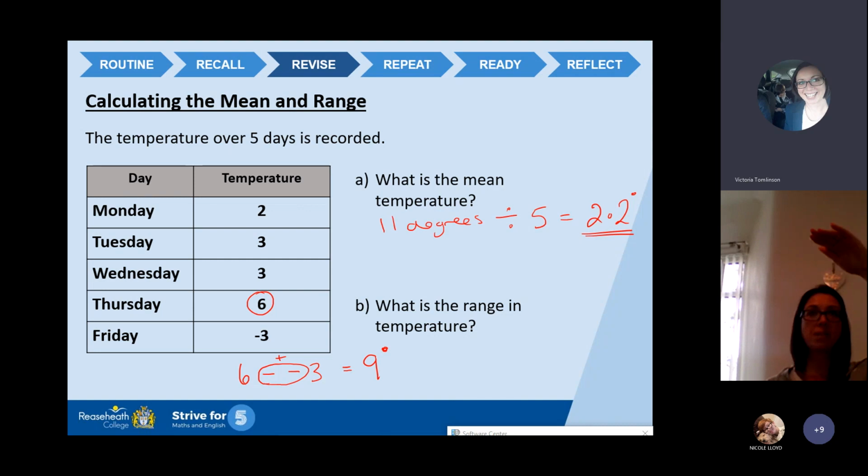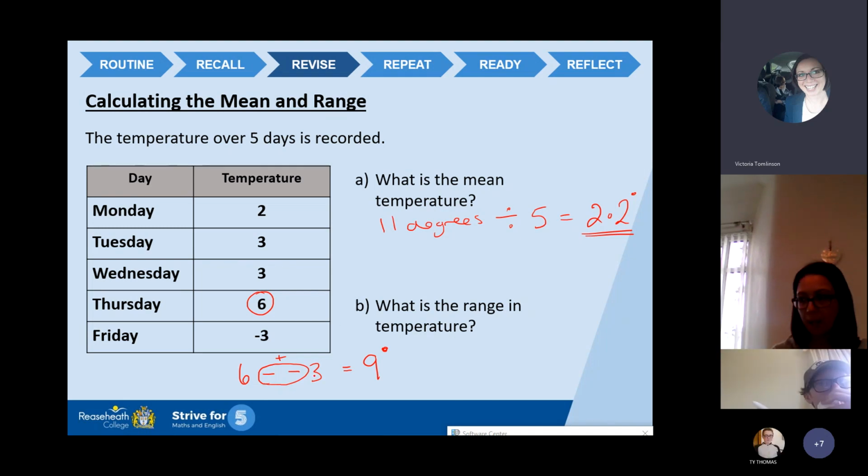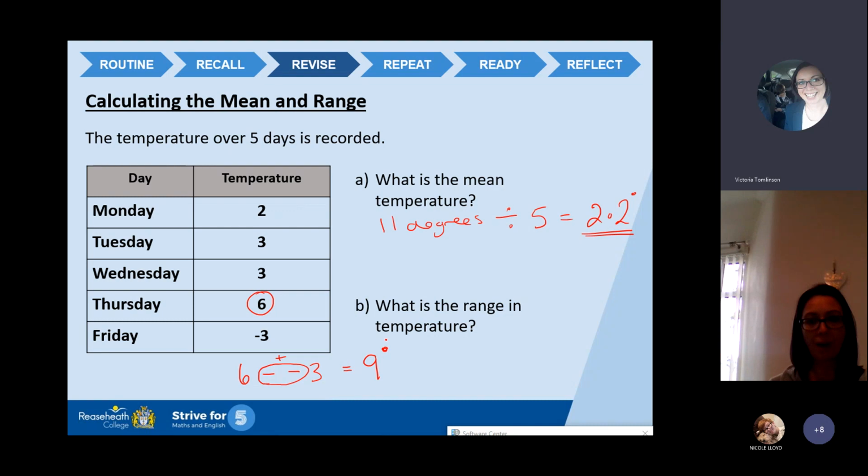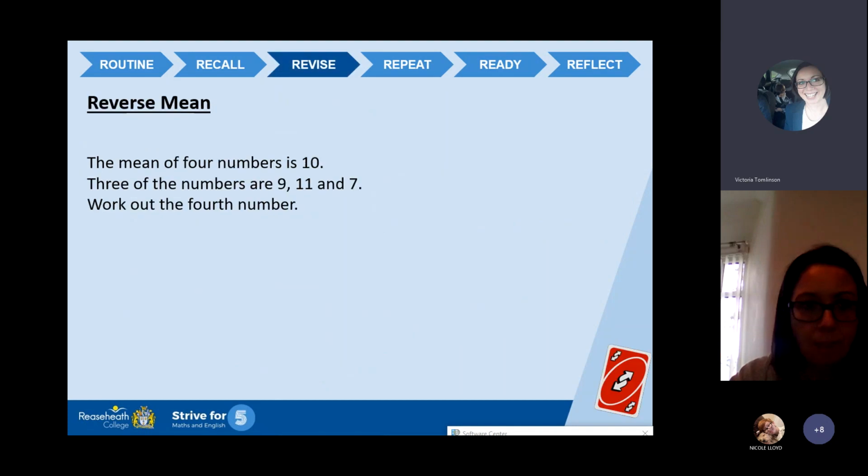Because you're going from 6 all the way down to 0, past 0, down to -3. So the difference between those two temperatures is actually 9 degrees. So we've got 6 take away -3. The minus and the minus make a plus and it gives us 9 degrees. So just take care with that when you're doing a range with negative numbers included, okay? It's the difference from the one to the other. There's one of those for you to practice in a minute.